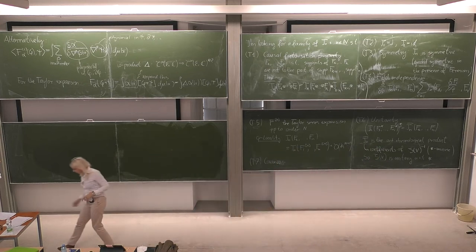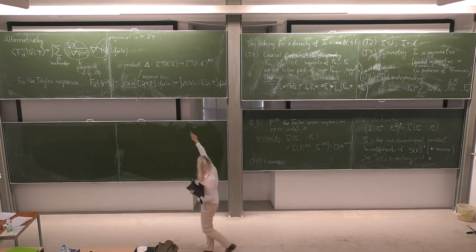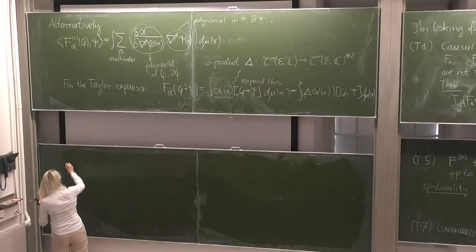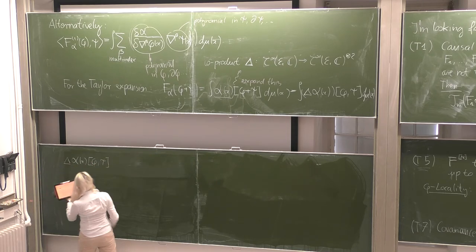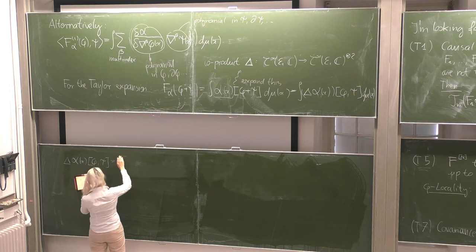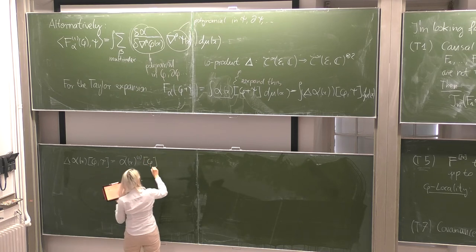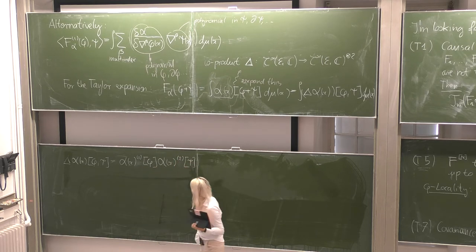Okay, so what I'm going to do now, I want to compute a very simple example of that co-product. So first of all, in this Wheeler notation, we then have the co-product of alpha as some sum of alpha x 1 of phi, alpha x 2 of psi.